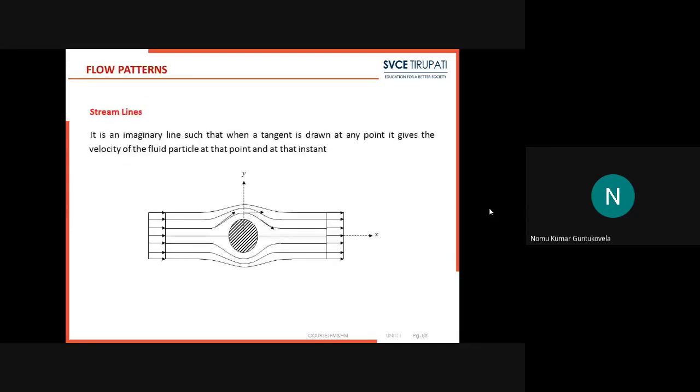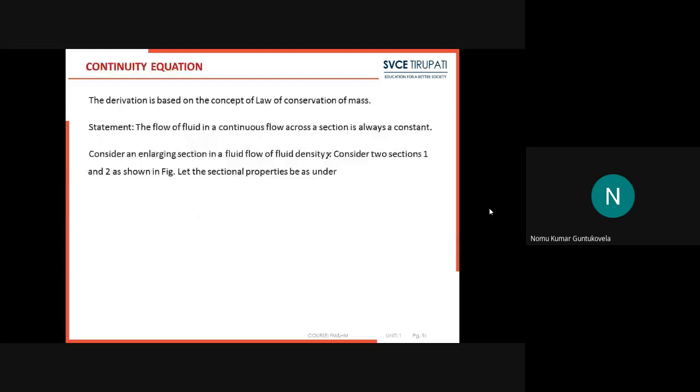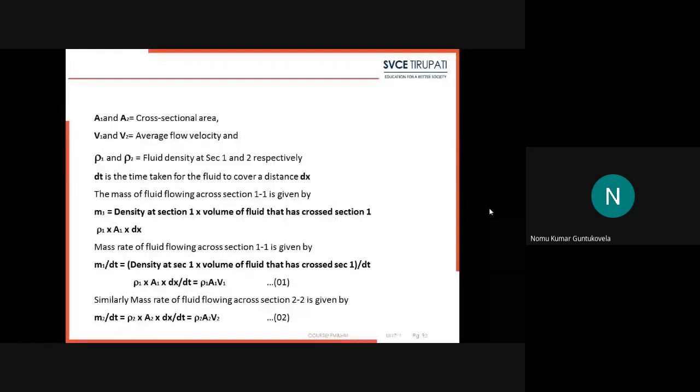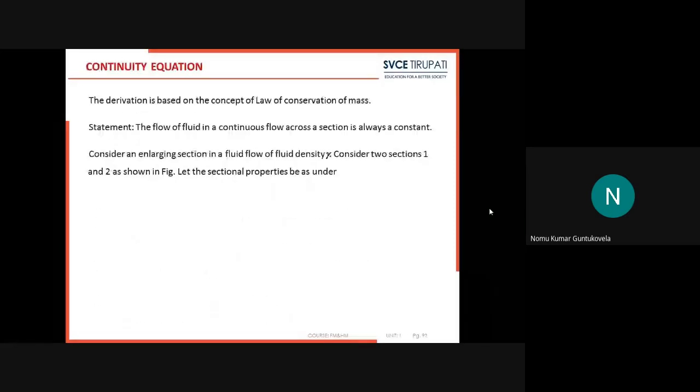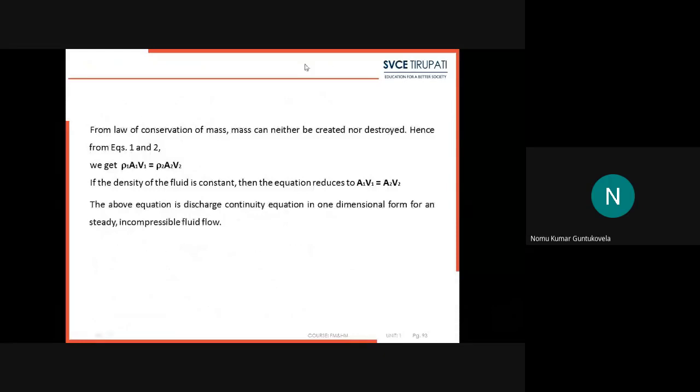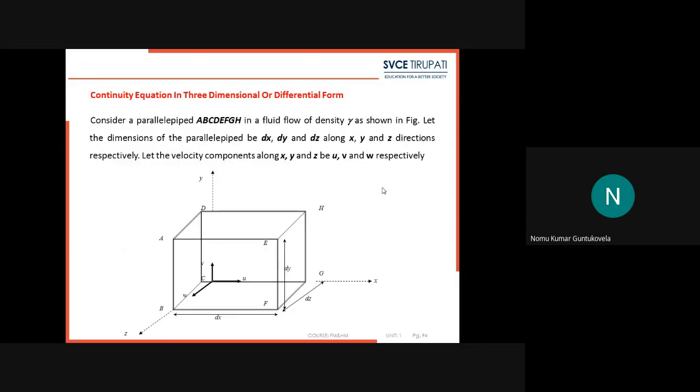At the same time, here we have the continuity equation formula, that is Q equals A1 V1 equals A2 V2. Here we have the continuity equation, Q equals A1 V1 equals A2 V2. With the help of this, we find the discharge. Here also we have the same.